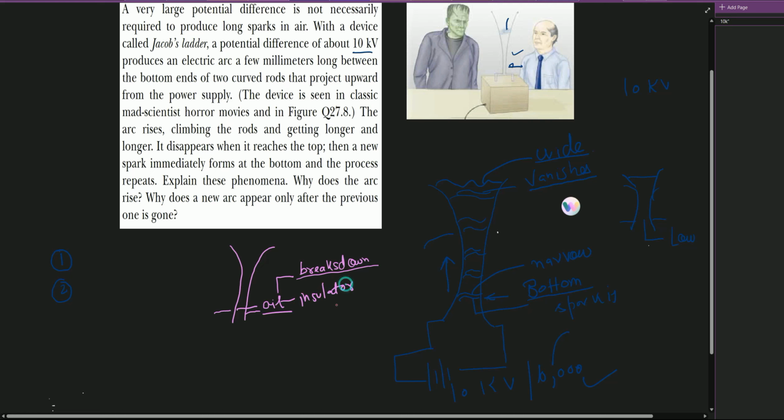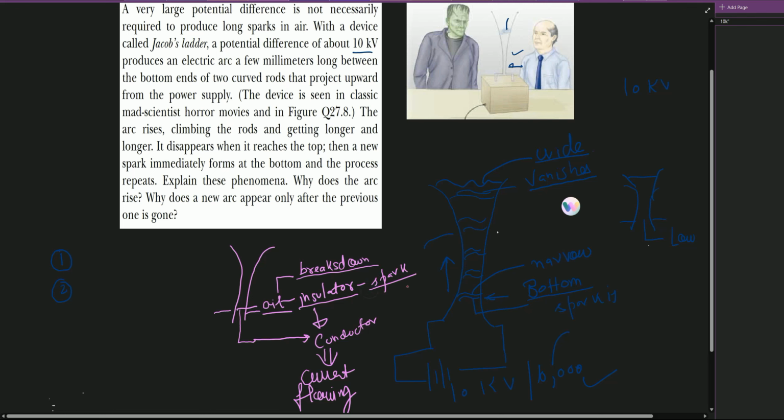The air breaks down, and the insulator, which is the air, gets converted into a conductor. Which means the place between the two rods is now a conductor, and a conductor always allows current to flow. So you have current flowing between the two rods. To start with, what you have is a spark.